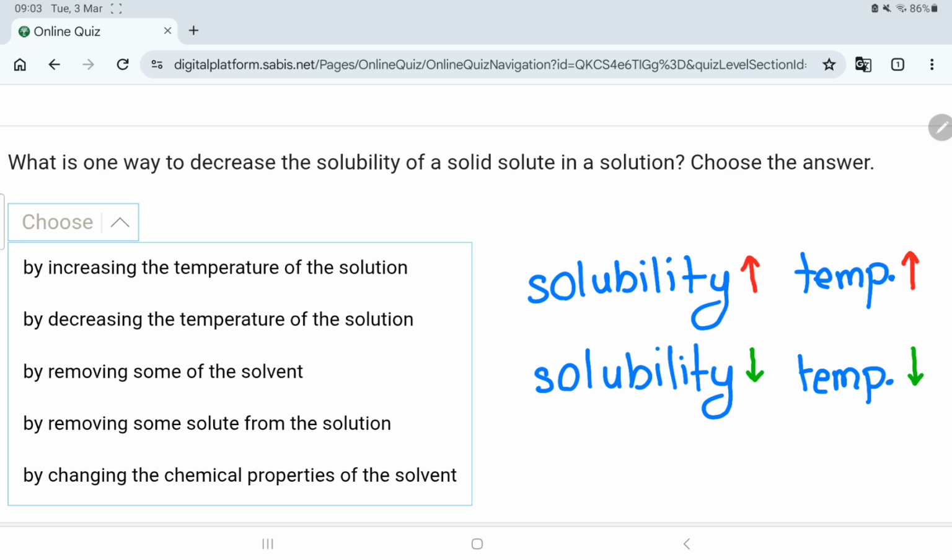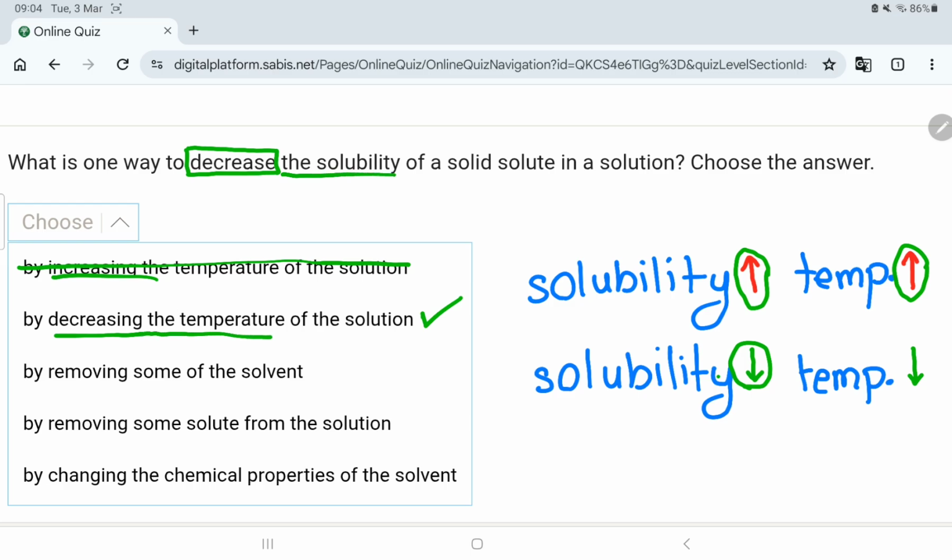So let's see here, to decrease the solubility. Do you increase the temperature? No. Why? Because to increase the temperature, you need to increase the solubility. So this is wrong. By decreasing the temperature? Correct. Why? Because to decrease the solubility, you have to decrease the temperature. Let's see why the other options are wrong.